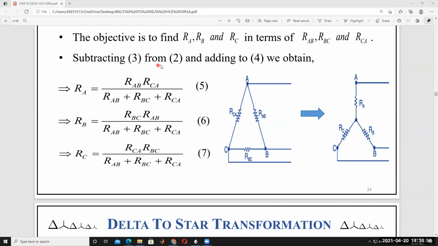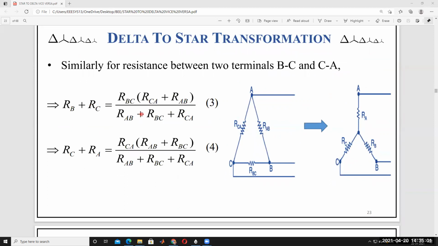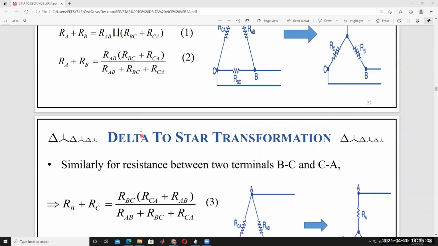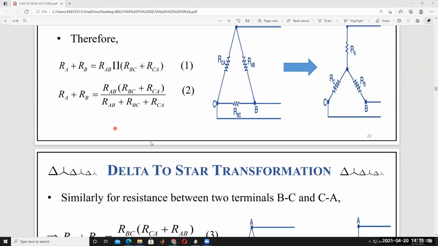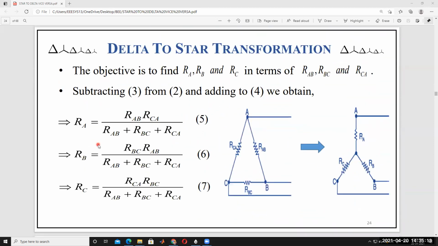Subtracting 3 from 2. Subtracting 3, RB plus RC, on the left side and also the right side. Subtracting 3 from 2. After that, add to 4. So we'll get RA, RB, RC. All of you do this. Subtracting 3 from 2 and adding to 4, we will obtain RA, RB, RC.